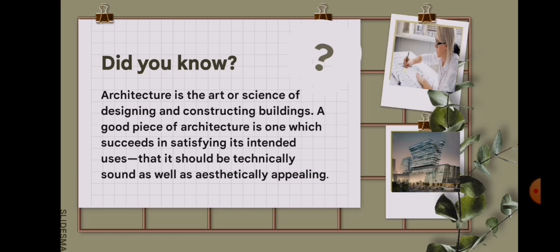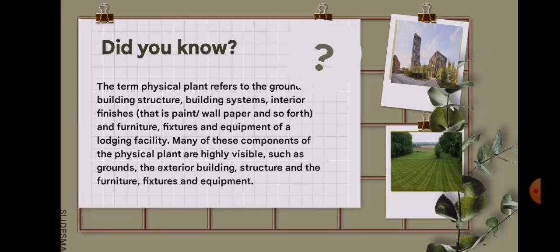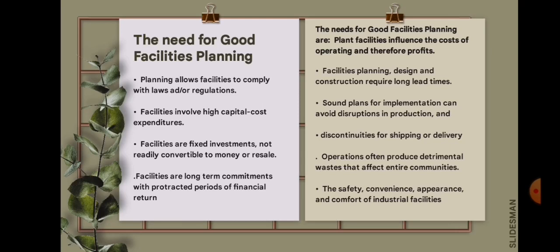A good piece of architecture is one which succeeds in satisfying its intended uses, that it should be technically sound as well as aesthetically appealing. We'll talk about the first, the physical plant. Did you know the term physical plant refers to the ground, building structure, building systems, interior finishes, that is paint, wallpaper, and so forth, and furniture, fixtures, and equipment of a lodging facility? Many of these components of the physical plant are highly visible, such as grounds, the exterior building structure, and the furniture, fixtures, and equipment.